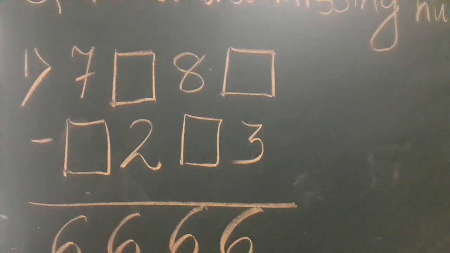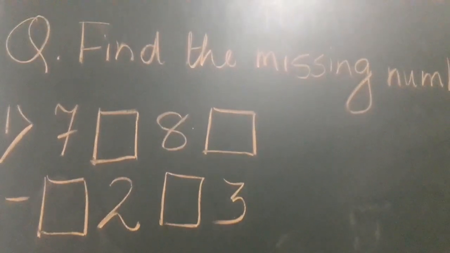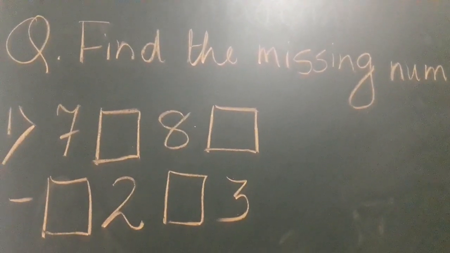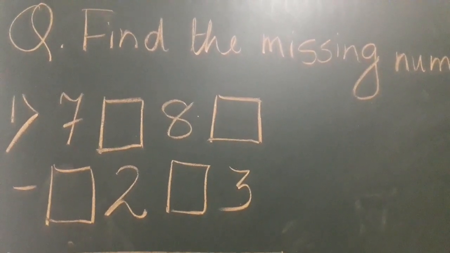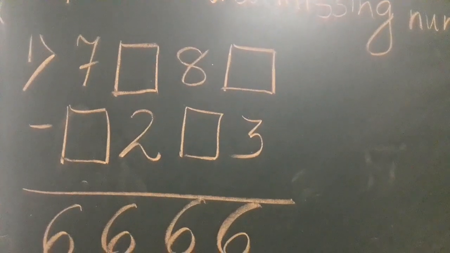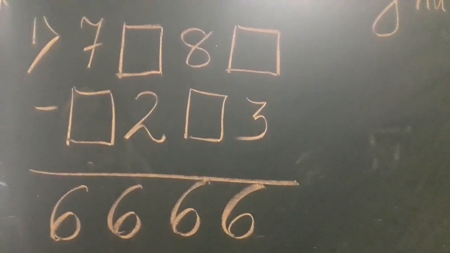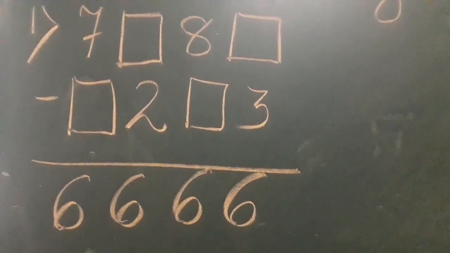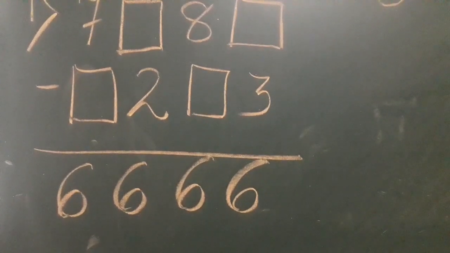Now children, let us discuss this type of question. Find the missing numbers. You have to write the missing digits in the places, and the operations are addition and subtraction. This type of questions we are going to see.